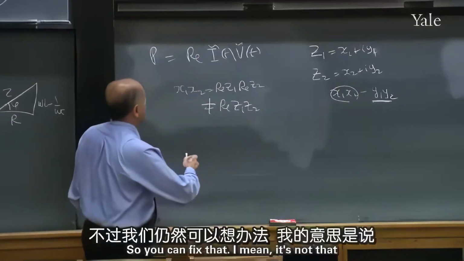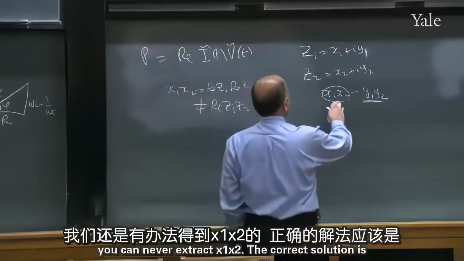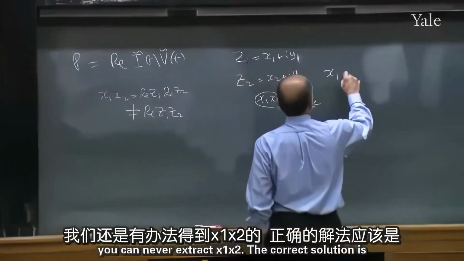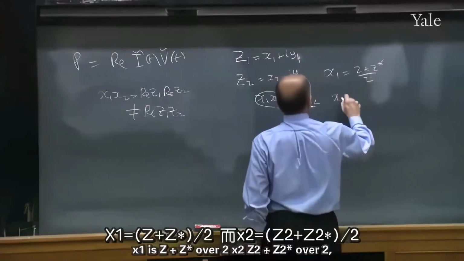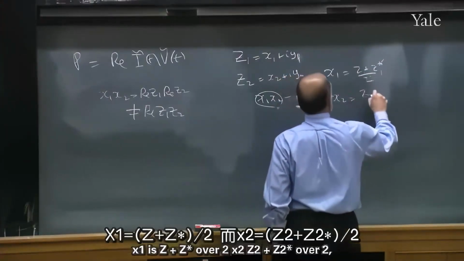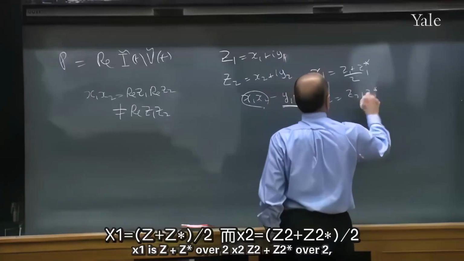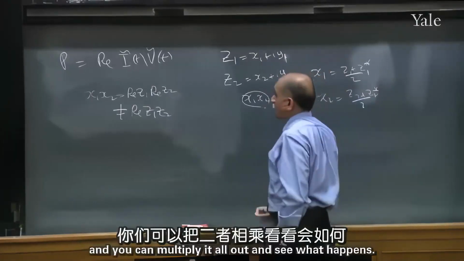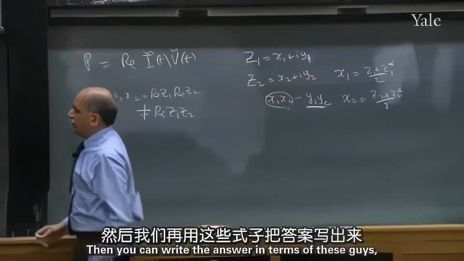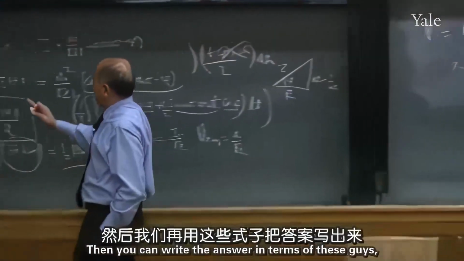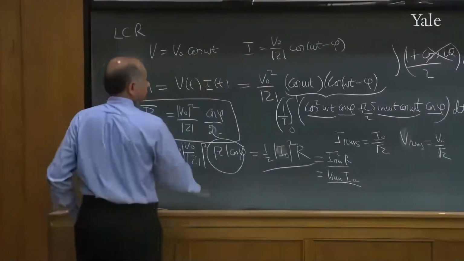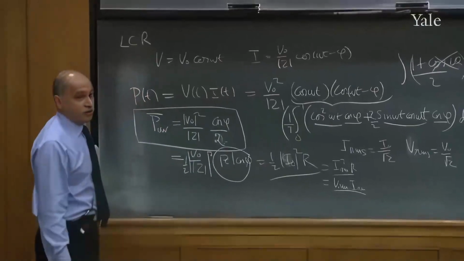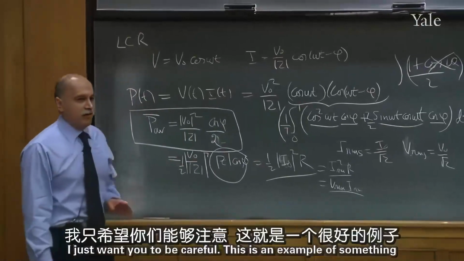So you can fix that. I mean, it's not that you can never extract x1, x2. The correct solution is x1 is (z + z*)/2, x2 is (z2 + z2*)/2. Then you can multiply it all out and see what happens. Then you can write the answer in terms of these, if you like, but I'd rather just leave it this way because it's not going to be used extensively. But I just want you to be careful.